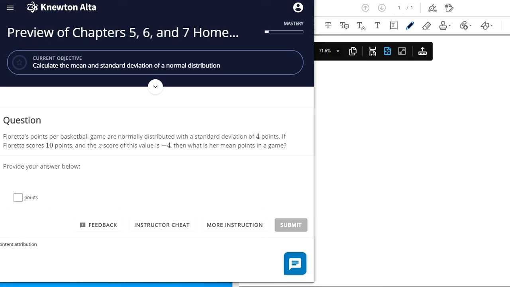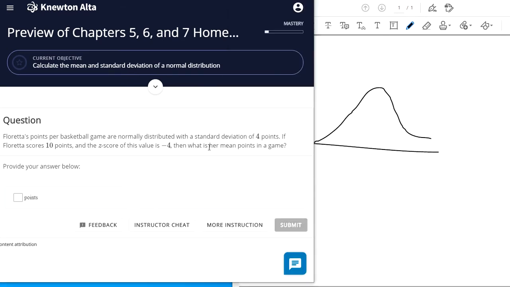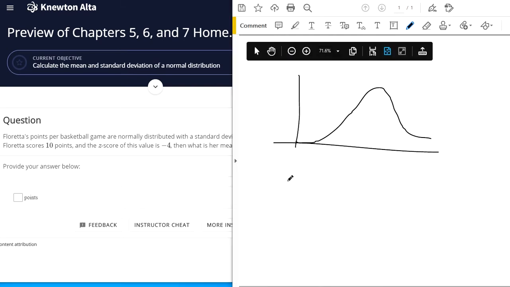Floretta's points per basketball game are normally distributed with a standard deviation of 4 points. Actually, before we even move on, normally distributed means that if you made a histogram, it should look like a bell-shaped curve. That's the normal distribution. So we get to do something with the normal distribution. We can start using a z-score table, and therefore we can start using the z-score formula.